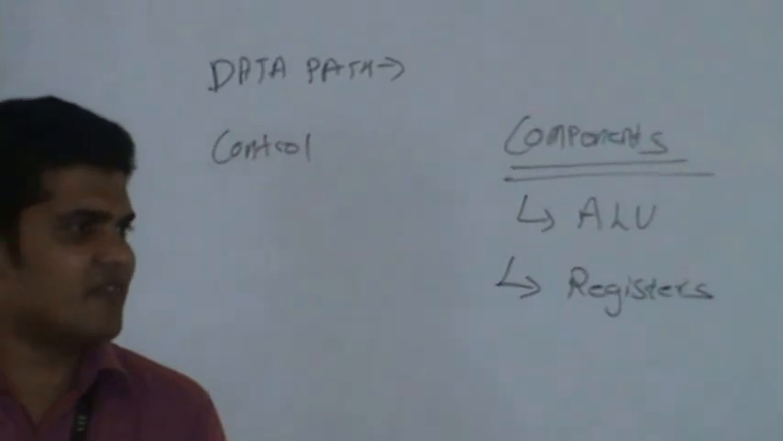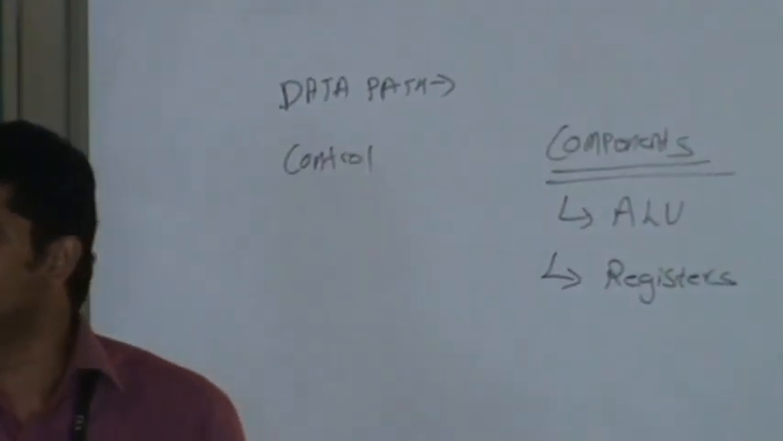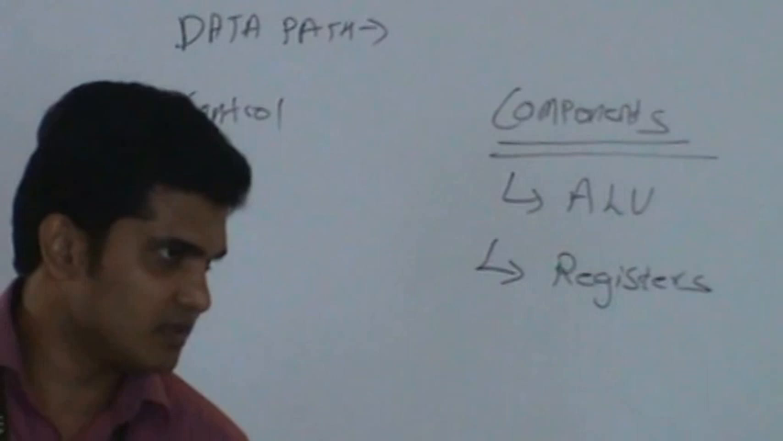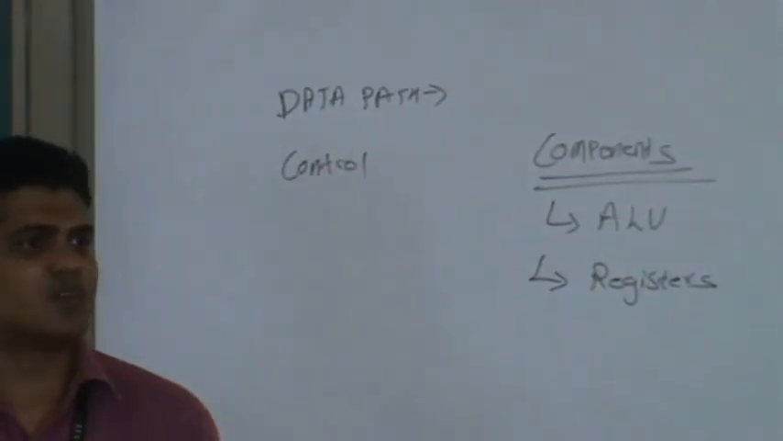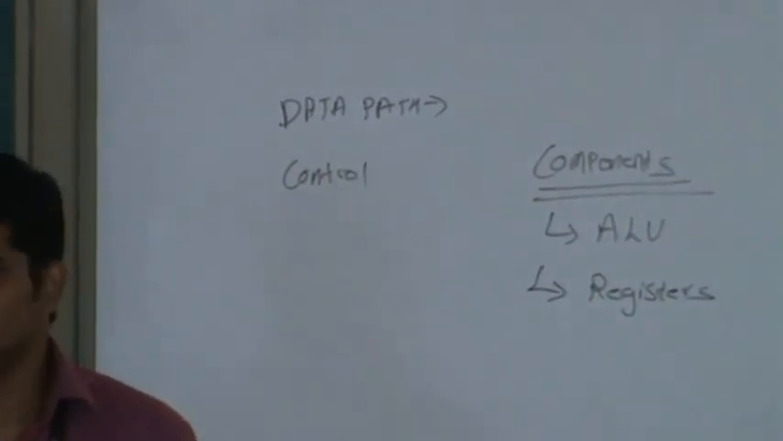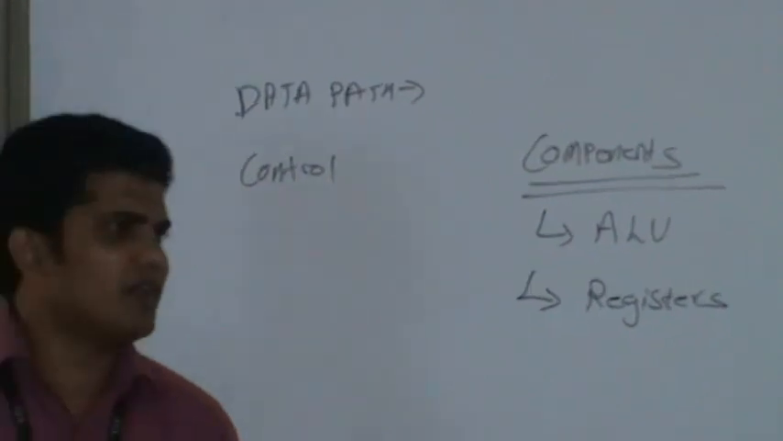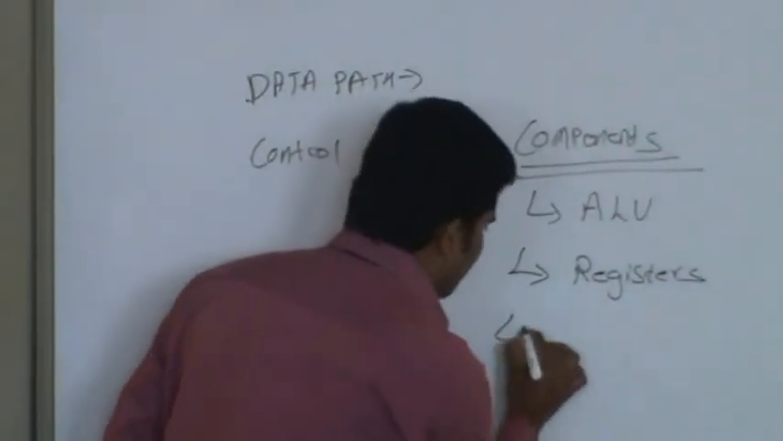Registers are the ones which store the data on the processor side. The next one we will be seeing is the multiplexer.